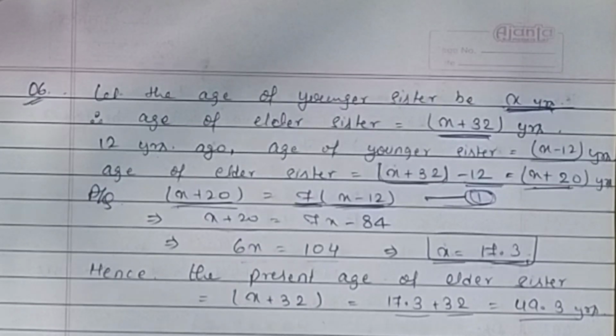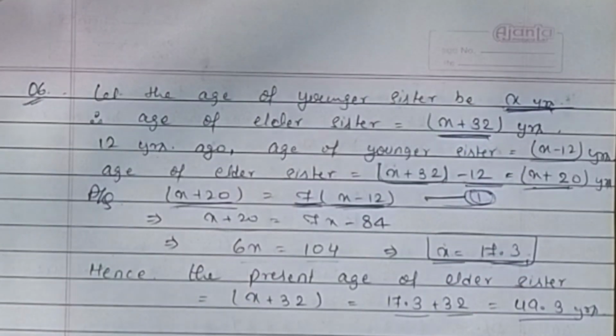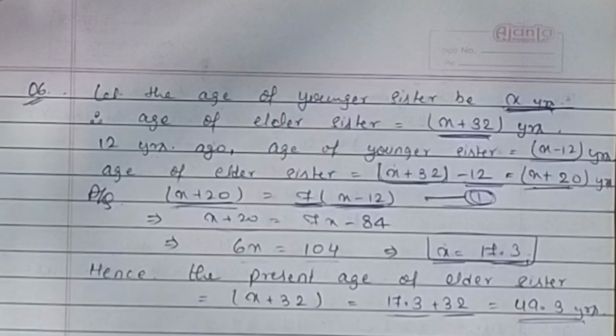But in the question, we have to find out the present age of the elder sister. So we will put the value of x here to find the present age of the older sister. After putting the value of x, we will get 17.3 plus 32 is equal to 49.3 years. Hence, the present age of the older sister will be 49.3 years.